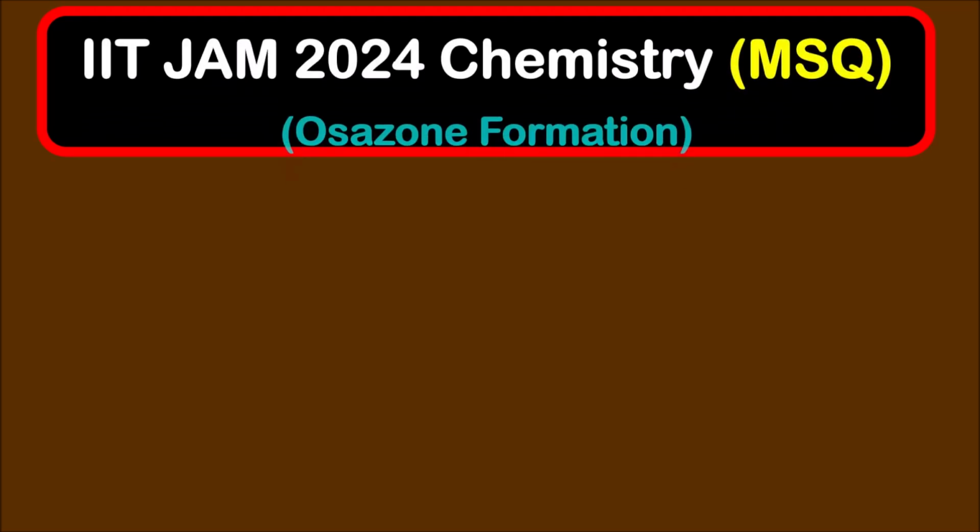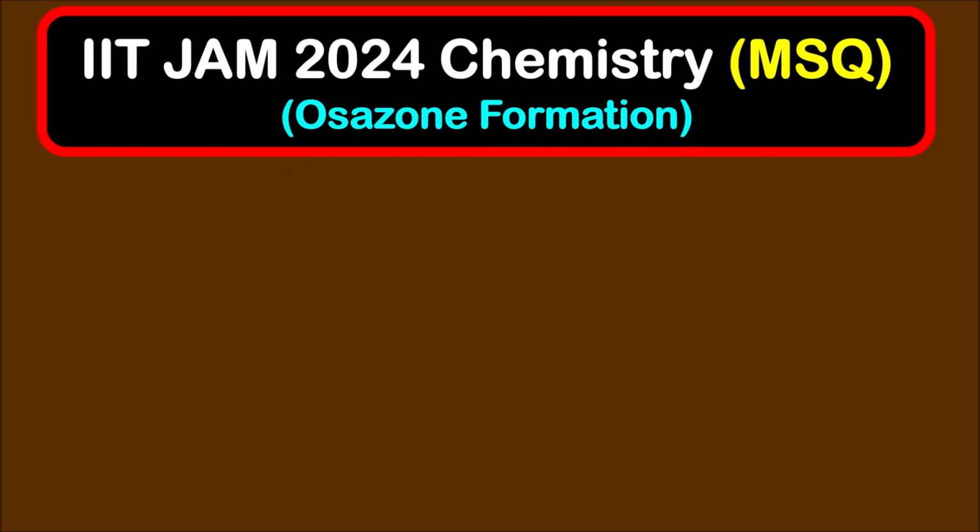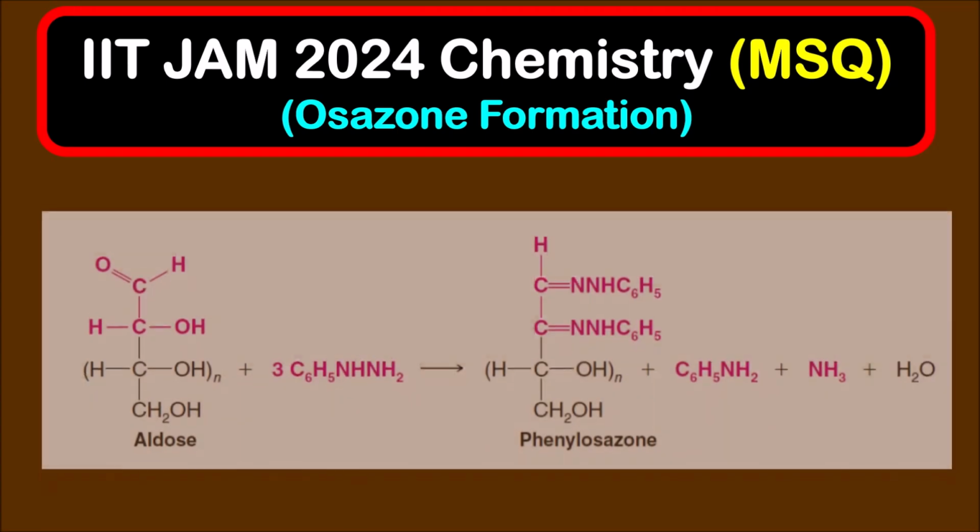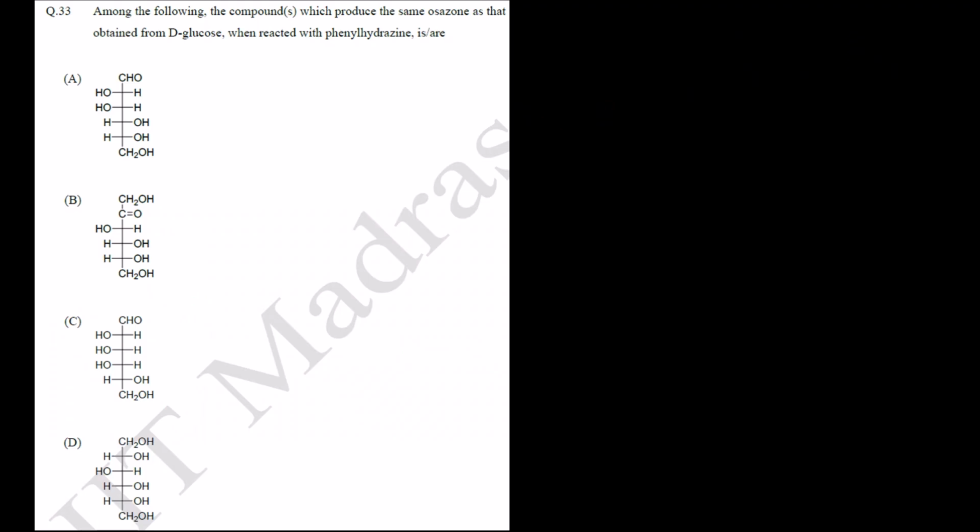So in today's video, we are going to solve another MSQ question which is based on Osazone formation reaction from carbohydrates. So let us first read the question. Among the following, the compound or compounds, MSQ means one or more than one option can be correct, which produce the same Osazone as that obtained from D-glucose when reacted with phenylhydrazine.